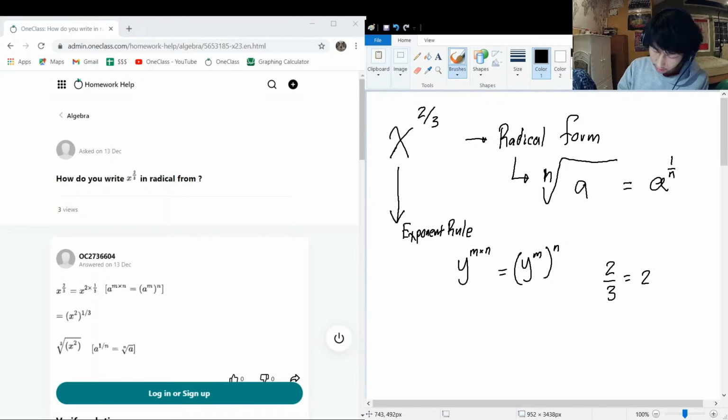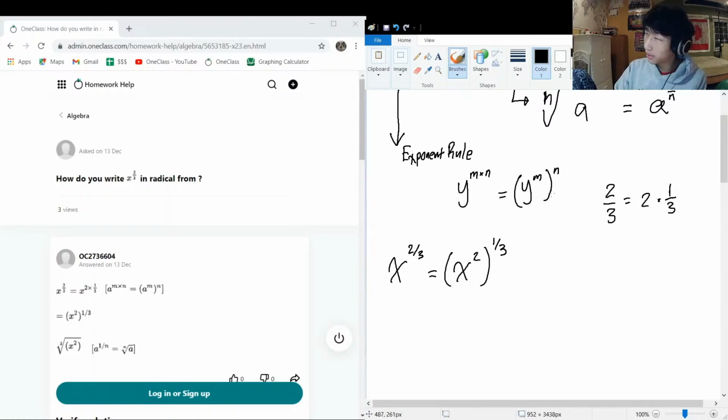Now we want to apply that principle here, because we know that 2 over 3, we could rewrite as 2 times 1 over 3. And then we have exactly what we want here, a fraction with 1 in the numerator, the 1/3, and then the multiplication by 2, we can keep under the root of the radical form, so we can deal with that appropriately. So we can rewrite x to the power of 2/3 as x squared to the power of 1/3. With this rule, they have to be perfectly equal.